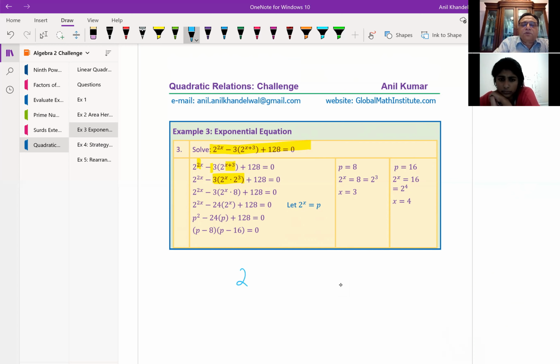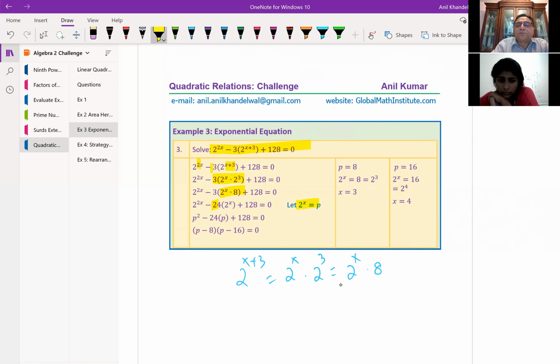So if I have 2 to the power of x plus 3, it really means it is 2 to the power of x times 2 to the power of 3, which is 2 to the power of x times 8, right? That is what it is. So we simplified this as 2 to the power of x times 8. Now, you can multiply 8 and 3 to get 24, and what you have here is an equation with 2 to the power of x.